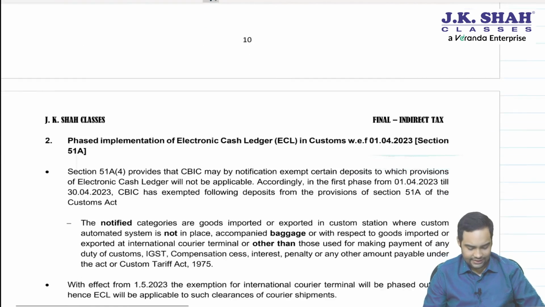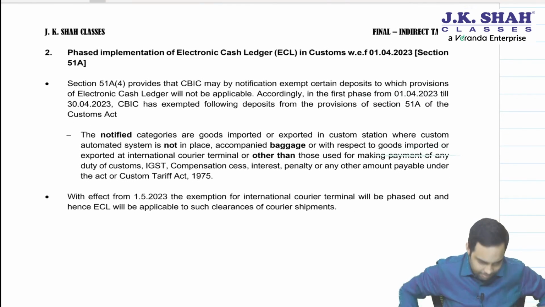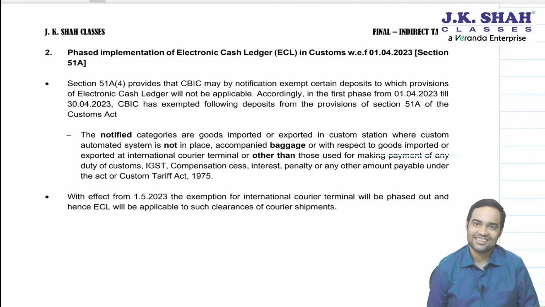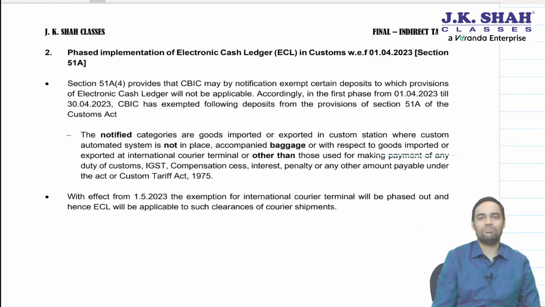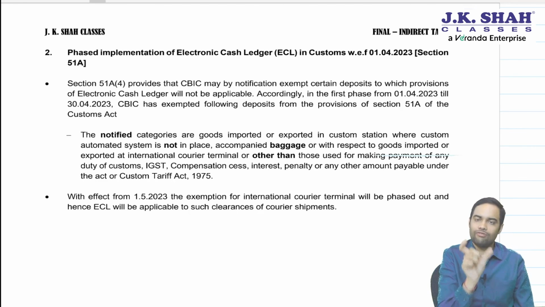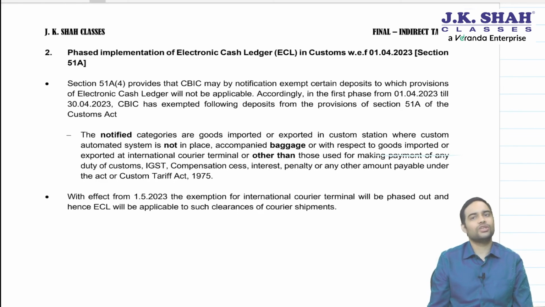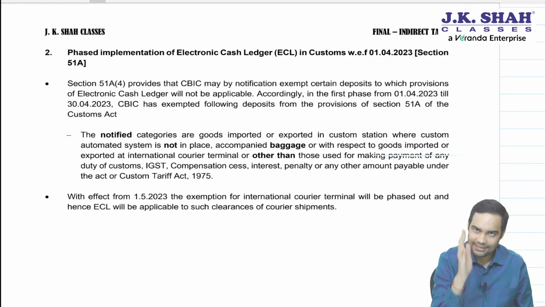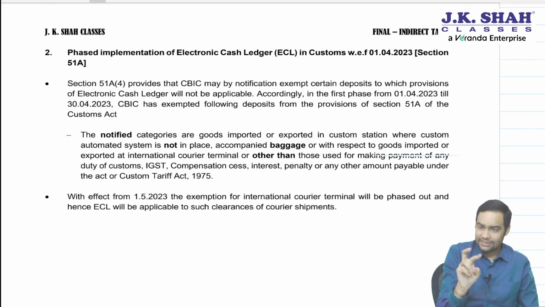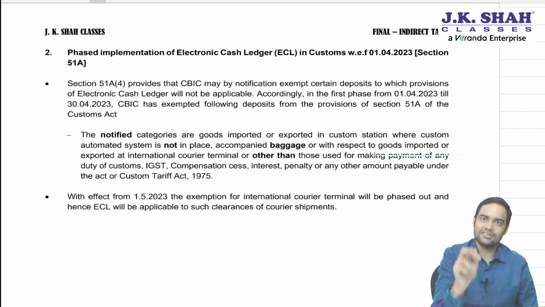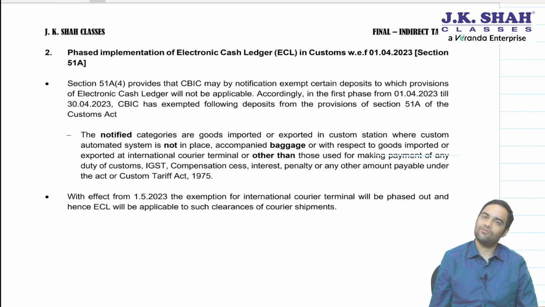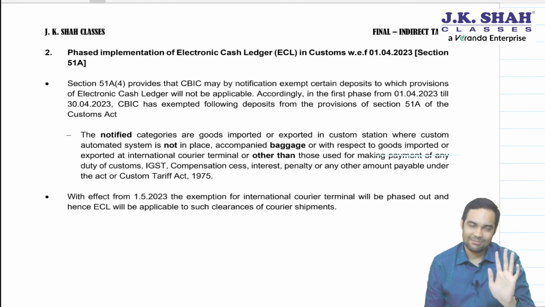Okay, and the last change is phased implementation of eCash ledger. As you are aware, eCash ledger has been introduced in customs as well, where you will deposit money and use it to pay custom duty. Now eCash ledger is there in a phased manner. So government has said that in some transactions there is no need to follow eCash ledger. Till 30th April 23, there are transactions where no need to follow eCash ledger. From 1st May, one of those transactions, international couriers, they are required to follow eCash ledger from 1st May 23. This is applicable for your exams.